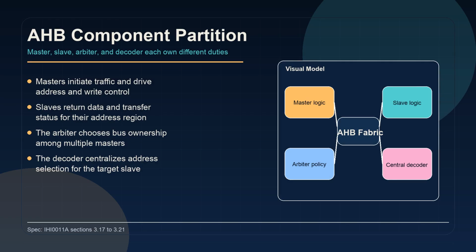One reason AHB scales well as a reusable interface is that block ownership is explicit. Masters initiate traffic. Slaves return data and status. The arbiter selects ownership. The decoder selects the destination. When bugs appear, knowing which block owns which rule makes debug and sign-off much faster.